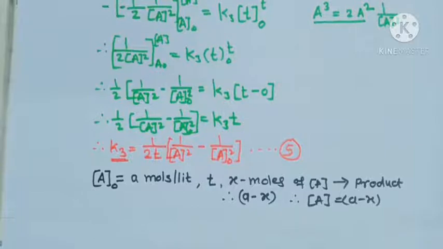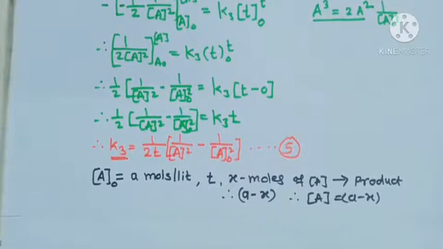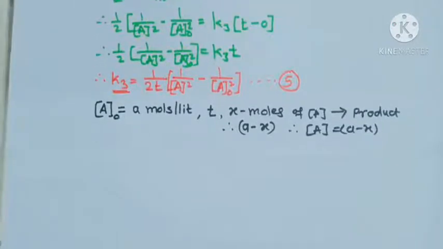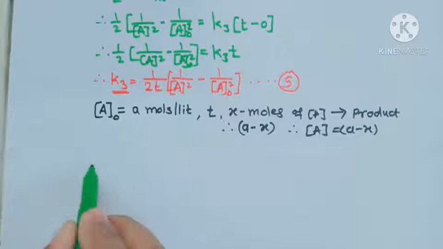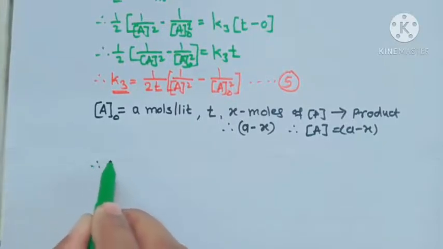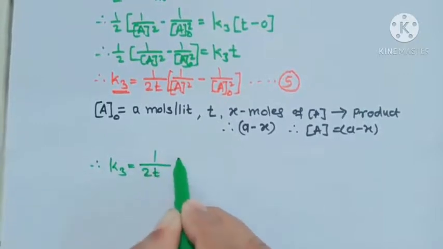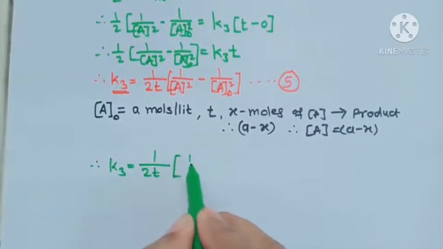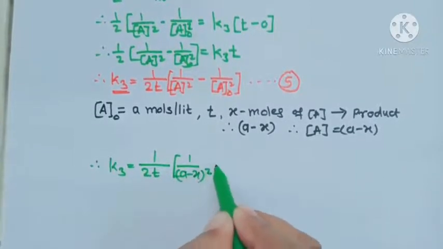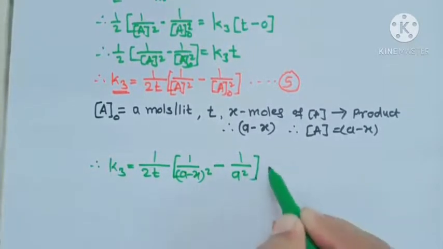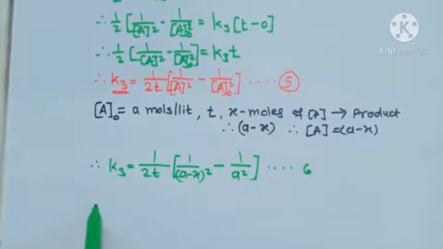So what we will do? We put the value of a0 and a in equation 5. So what we will get? Therefore, K3 is equal to 1 upon twice t multiplied by 1 upon a minus x raised to 2 minus 1 upon a raised to 2. Now we'll solve this equation.